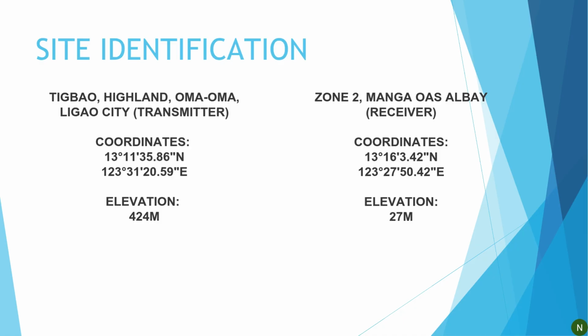For this project, I chose these two selected sites. The transmitter site is located at Tigbao Highland, Ligao City, with an elevation of 424 meters. The receiver site is located at Zone 2, Mangawas, Albay, with an elevation of 27 meters. These two points form the basis of the designed microwave communication link.